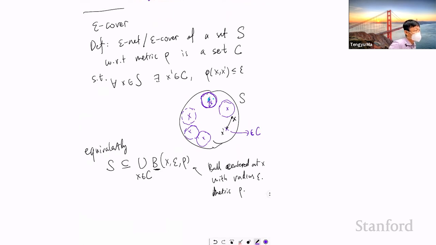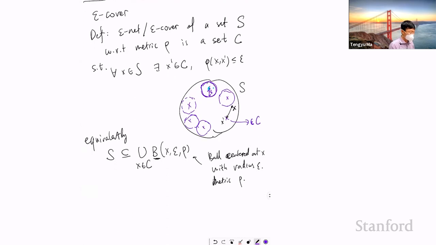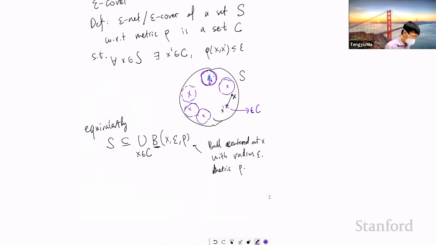C might not be finite. We will insist that we find a very small cover C, which is finite, and hopefully we want the size of C to be small. But by the definition, there's nothing about whether it's finite or not. But we will construct an epsilon cover that is finite. So far this is only a definition saying that C is an epsilon cover of S. But we will try to make C small.